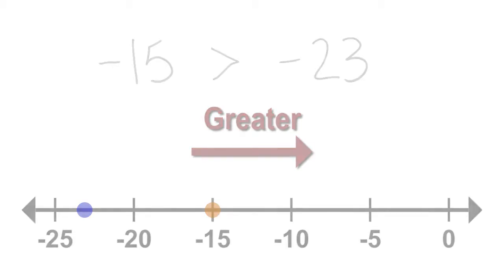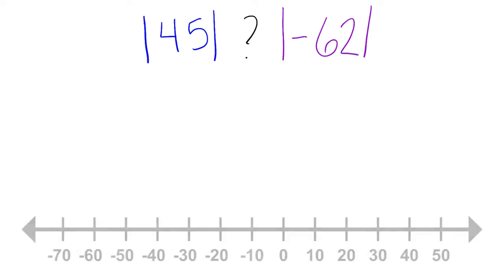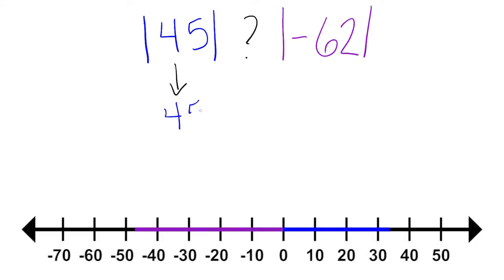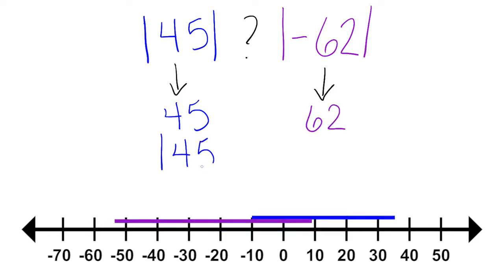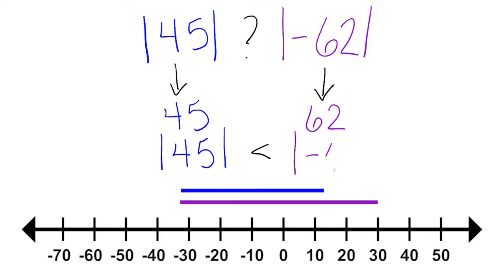When we are asked to compare two absolute values, such as the absolute value of 45 and the absolute value of -62, we must first determine which value is further from zero. We can see that the absolute value of 45 is less than the absolute value of -62.